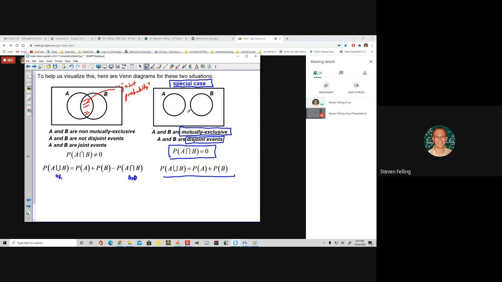And if the joint probability is 0, then that means these are disjoint events, right? So disjoint and mutually exclusive are two ways to refer to the same thing. It means we have the special case where there's no overlap.